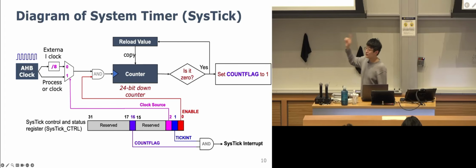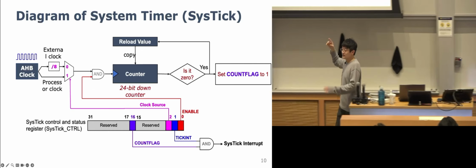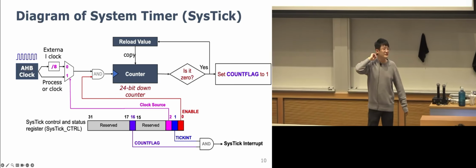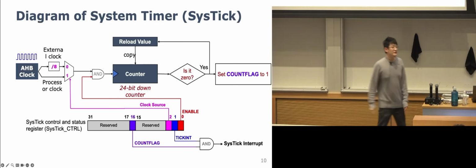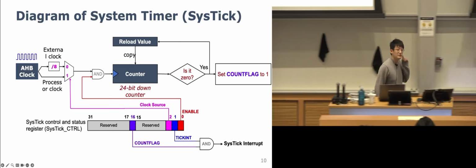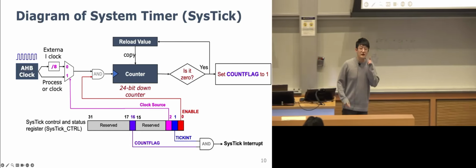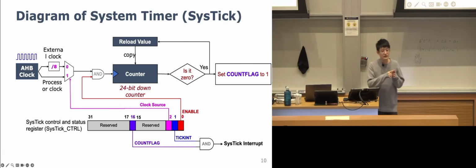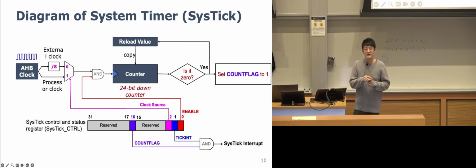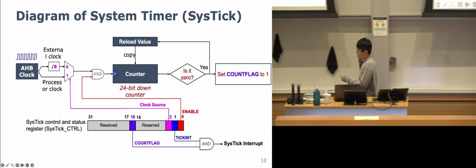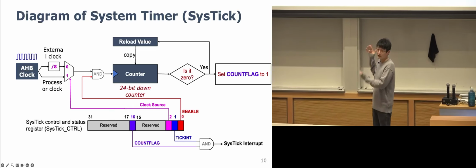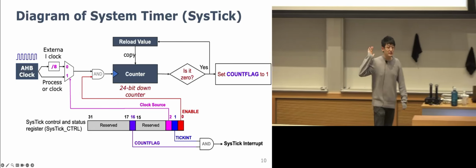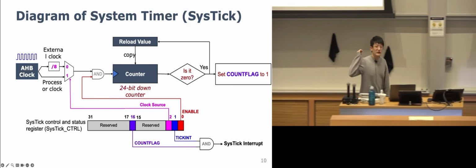Any guesses why it chose to use the AHB clock rather than, say, the APB clock? To create a shorter interval, actually, like a finer interval, yes. And you also have the option to have a more responsive system, in case you want a super fast system tick. Any question regarding this?